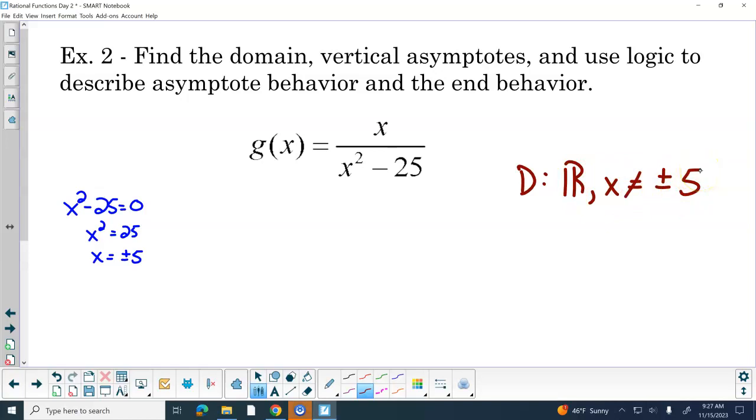Agree with my domain. Yeah. Agree with my vertical asymptotes.